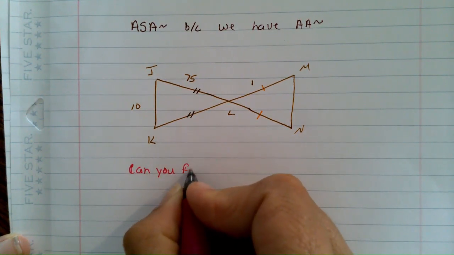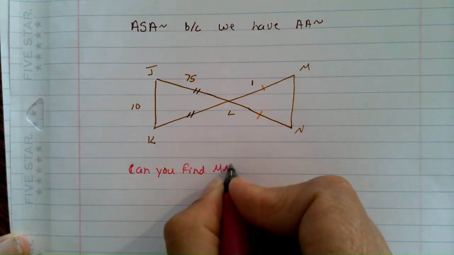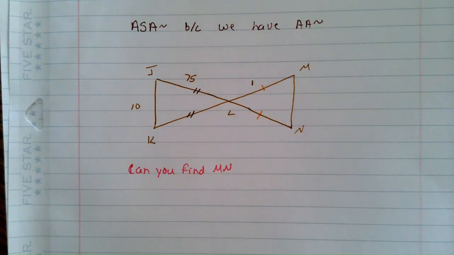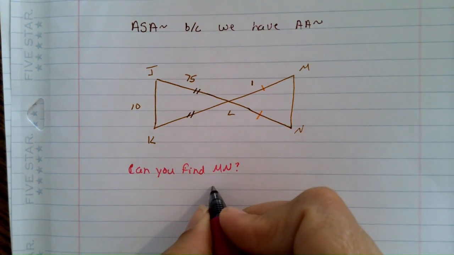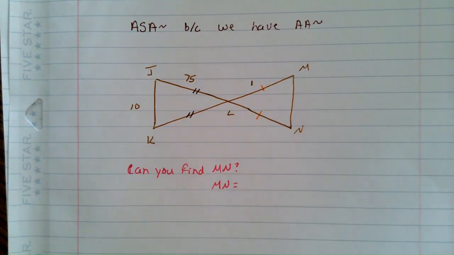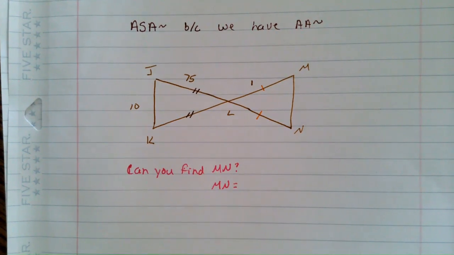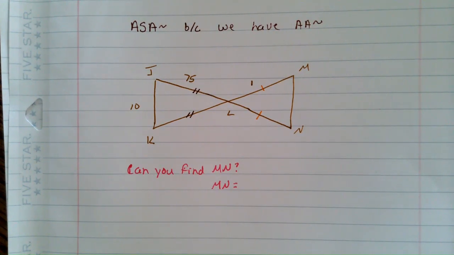So based off this, can you find MN, assuming that I actually drew this correctly? I know I did not draw this correctly because I wanted to be able to see the details. Could you find MN? If so, what is it? Okay. So first of all, can I find it? Well, what do I know?